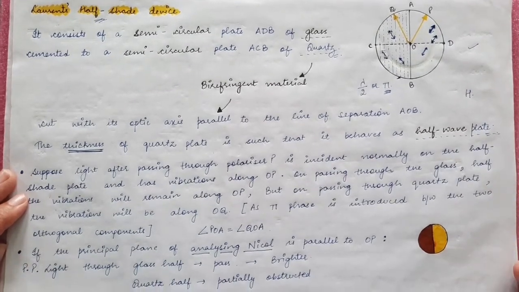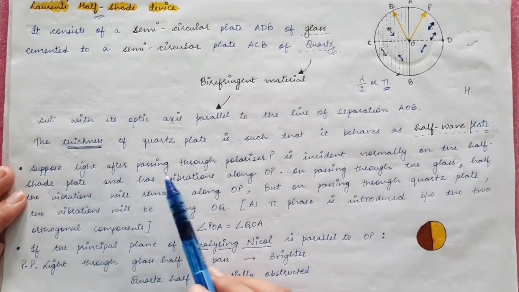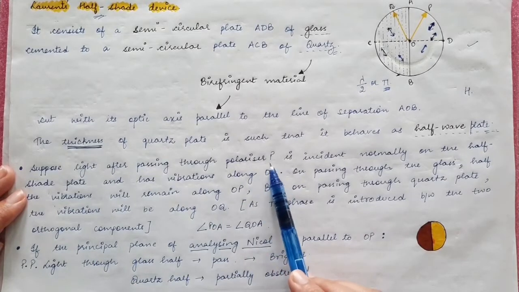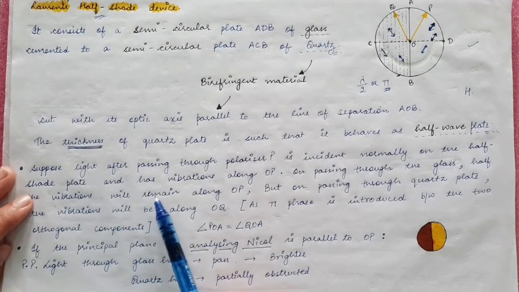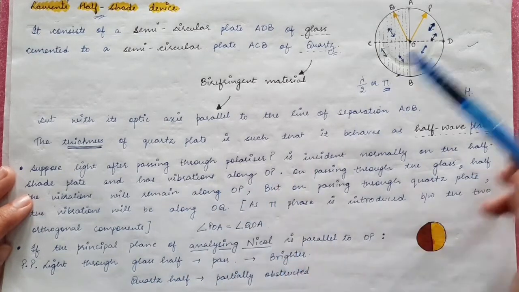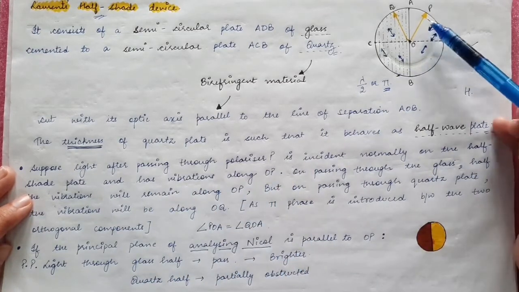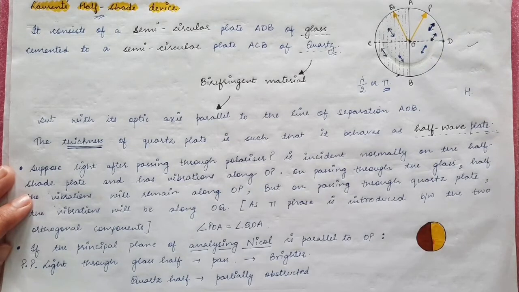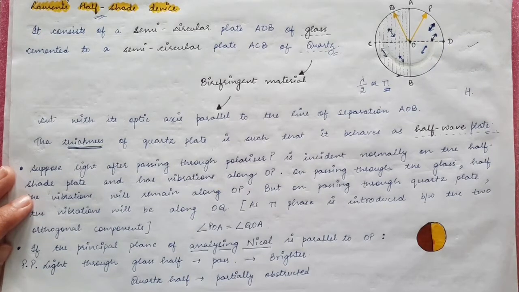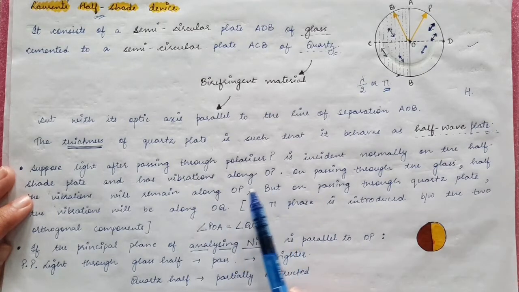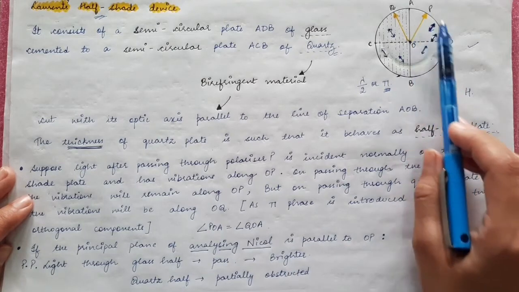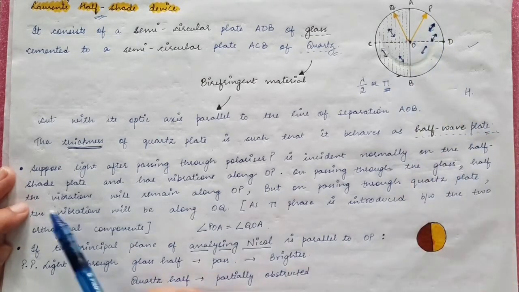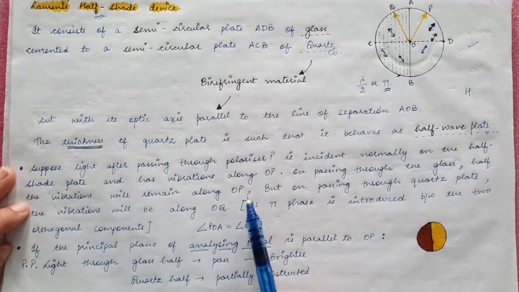So suppose the light, after passing through the polarizer P, the Nicol prism P, is incident normally on the half shade plate and has vibrations along OP. So this is the original vibration of the electric field of the light ray which is emerging out of the Nicol prism. So its original direction is along OP. On passing through this glass plate, half the vibrations will remain along OP.